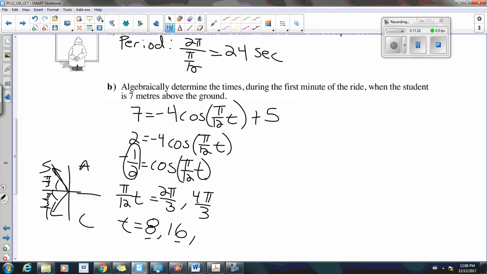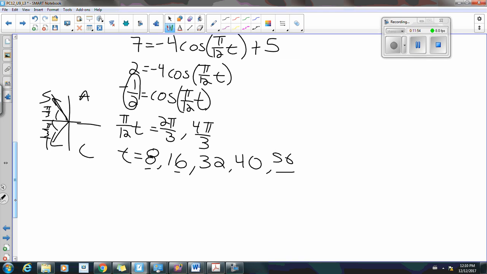So we're going to keep adding on that period of 24 seconds. So 8 plus 24 means we're going to be back in that same spot at 32 seconds. 16 plus 24 tells me we're going to be back there at 40 seconds. Then we add another 24 onto this 32, which gives us 56. Okay, so these answers are all in seconds. I stop after the 56 because it was just asking for in the first minute. So you could keep going with this if you wanted to give it for an infinite amount of time, or if it said up to 5 minutes, you would just keep going.